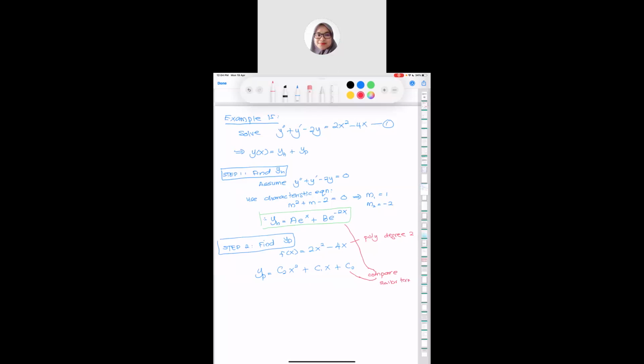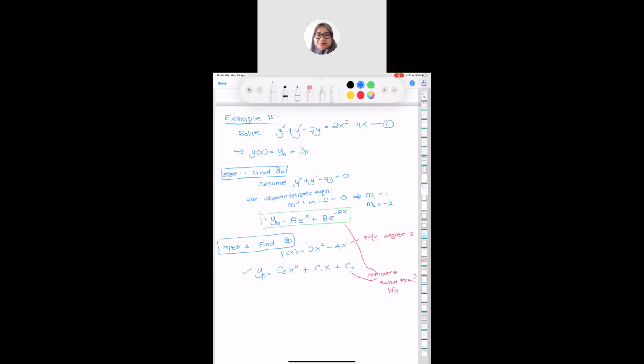Okay, so untuk case ni obviously YH dalam exponent, YP dalam polynomial. Okay, so we don't have the similar term. So kita boleh teruskan pemilihan YP kita. Means that YP yang kita pilih ni betul.